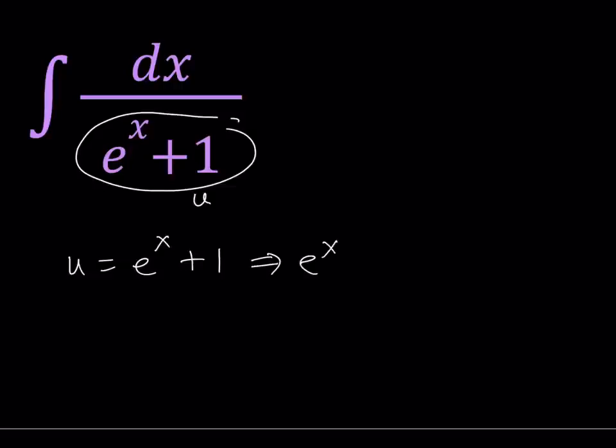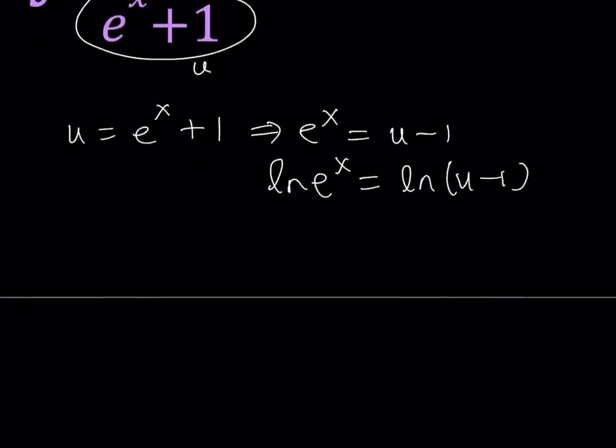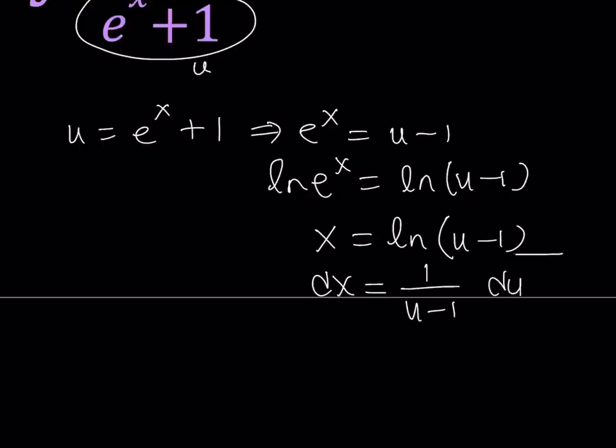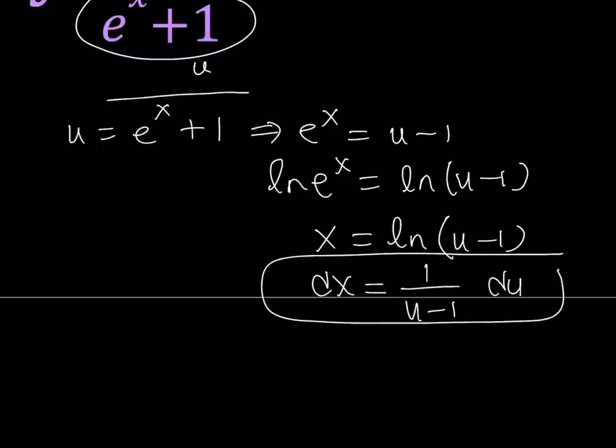From here, I'm going to isolate e to the power x and then ln both sides. Ln e to the power x equals ln of u minus 1. And as you know, ln e to the power x is equal to x. So x equals ln of u minus 1. To find dx, I need to differentiate both sides, and that's going to give me 1 over u minus 1 du. So this is going to be my dx, and this is going to be my u.